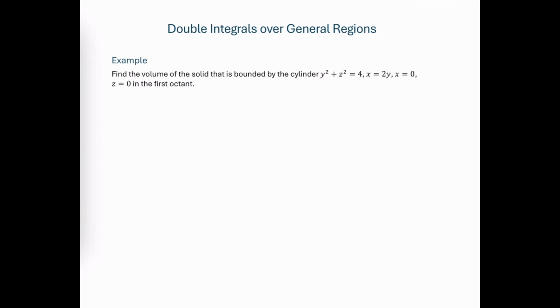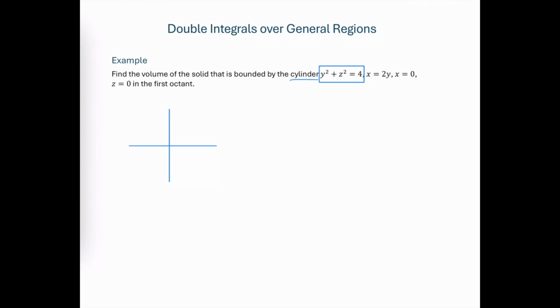Find the volume of the solid that's bounded by the cylinder y squared plus z squared is equal to 4, and also x is equal to 2y, x is equal to 0, and z is equal to 0 in the first octant. Let's first try to come up with a picture of this solid region. And let's begin with this cylinder.